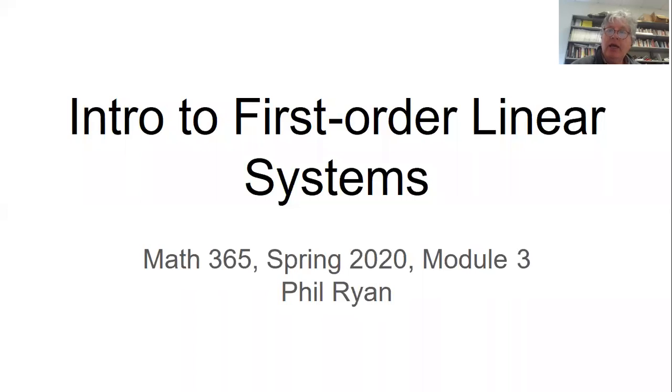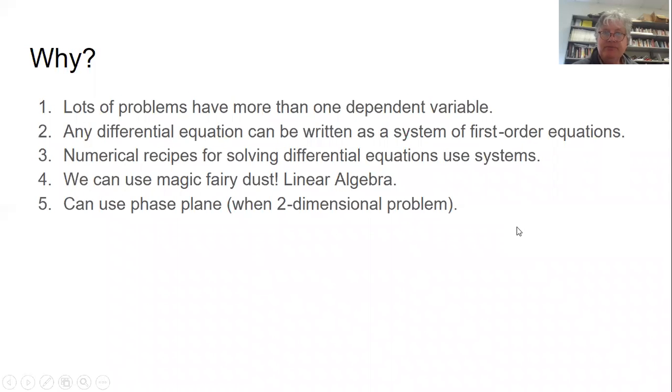Okay. Now we're doing an introduction to first order systems, and in particular first order linear systems. So why do we want to do that? Well, lots of problems have more than one dependent variable. So like if you're a biologist and you're studying predator-prey models, or you're a military person and you're studying battle and you've got two sides, blue versus gray, you need a system.